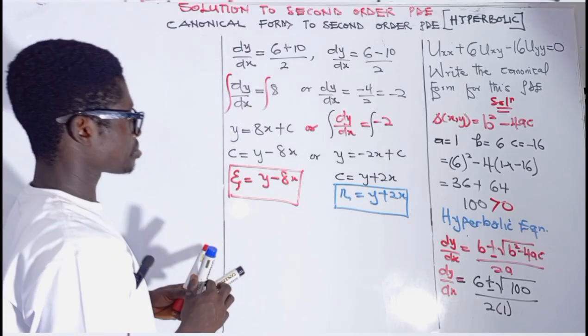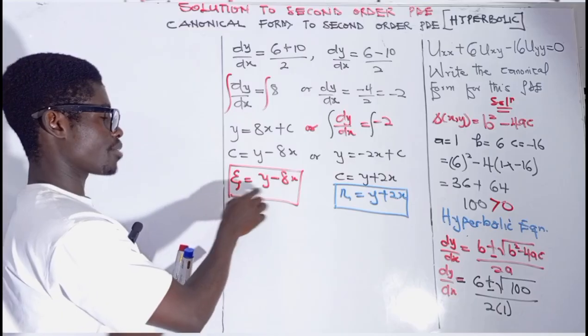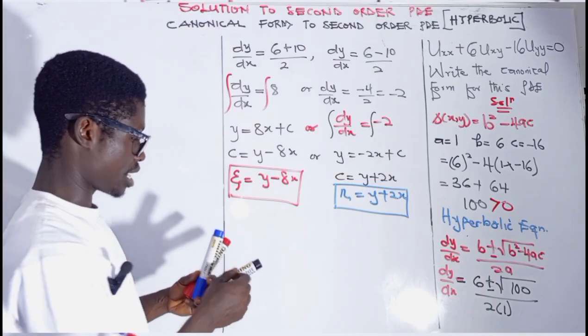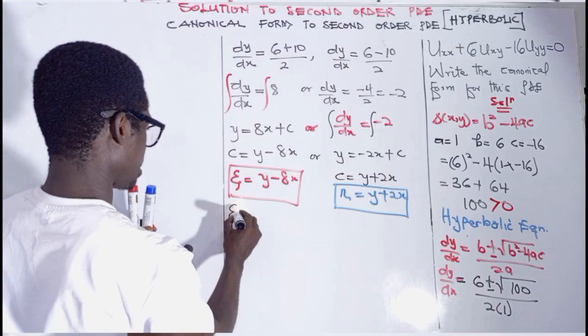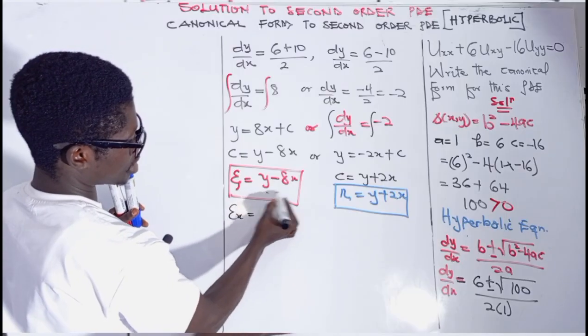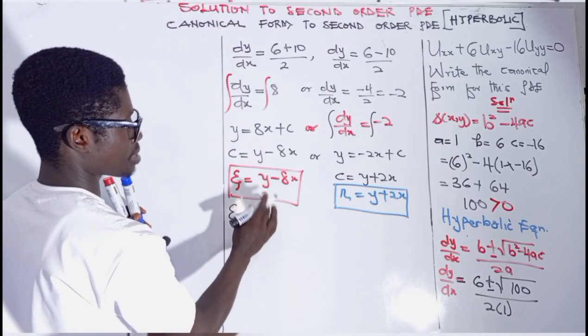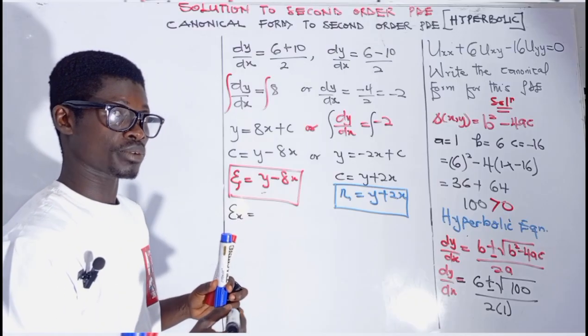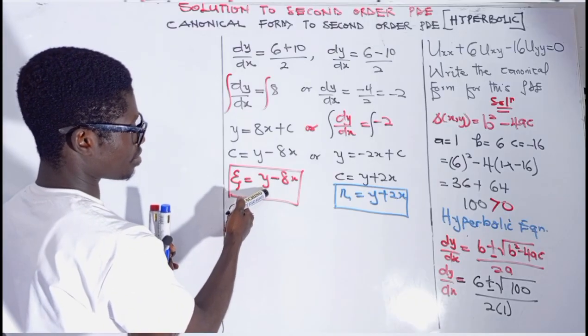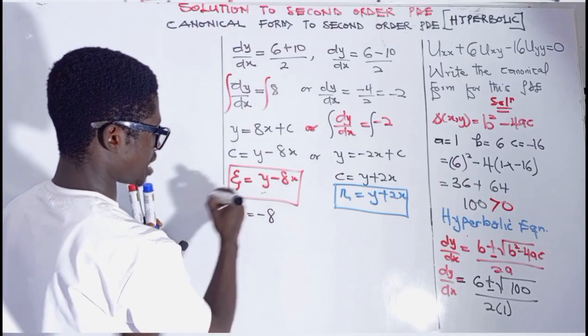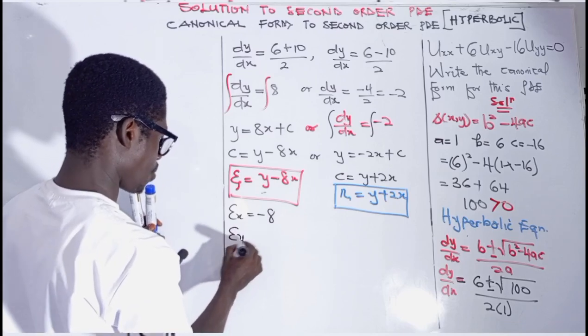So once we have this, we take the partial derivative of xi with respect to x and then with respect to y. So we have our xi x. When we differentiate this function with respect to x, any function of y or any y term becomes a constant. Whenever we differentiate a constant, we get 0. So this is going to give us 0, and then we'll be left with what? 8 here.